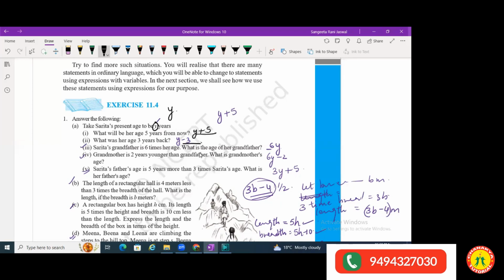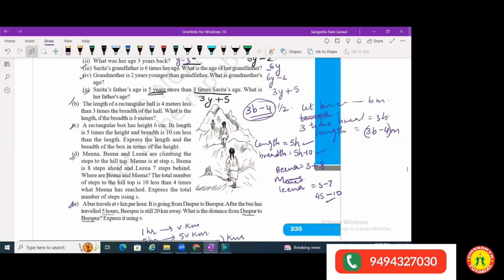Sarita's grandfather is 6 times her age. What is the age of her grandfather? 6y. Sarita's age y multiplied by 6. Grandmother is 2 years younger than grandfather. Grandfather's age was 6y, grandmother is 2 years younger, so her age is 6y minus 2. Good. Now Sarita's father's age is 5 years more than 3 times Sarita's age. 3 times Sarita's age is 3y and father is 5 years more, so 3y plus 5.